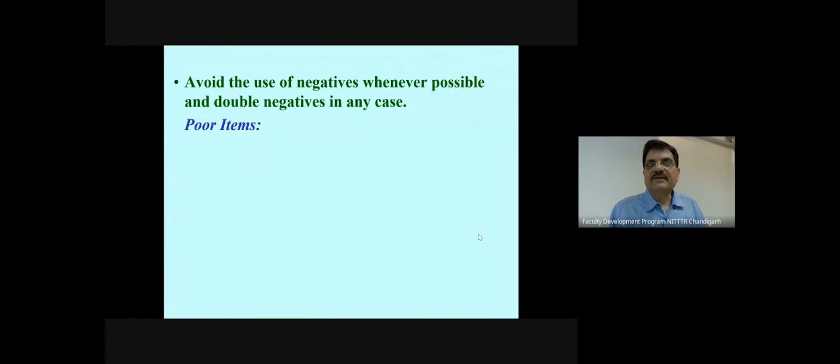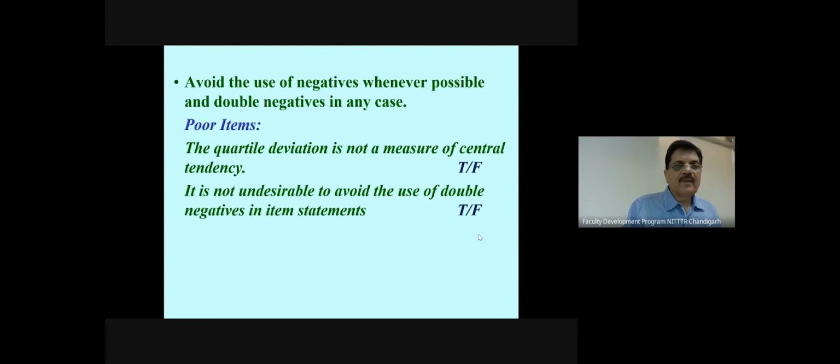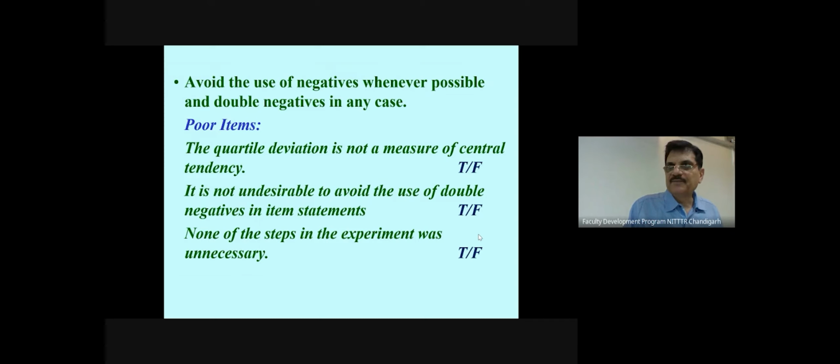Avoid the use of negatives whenever possible and double negatives in any case. And if you are using negative, you can bold that letter and use caps. The quartile deviation is not a measure of central tendency. It is not undesirable to avoid the use of double negatives in these item statements. None of the steps in the experiment was unnecessary. Double negative.